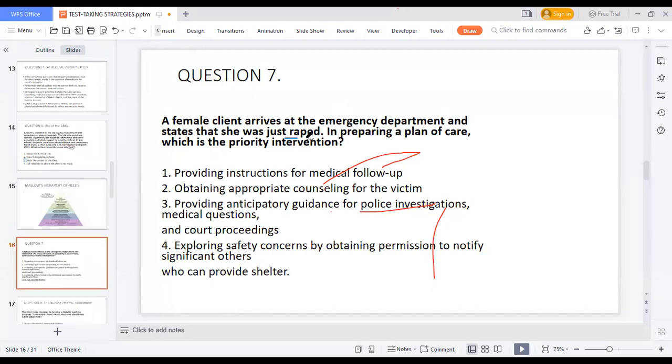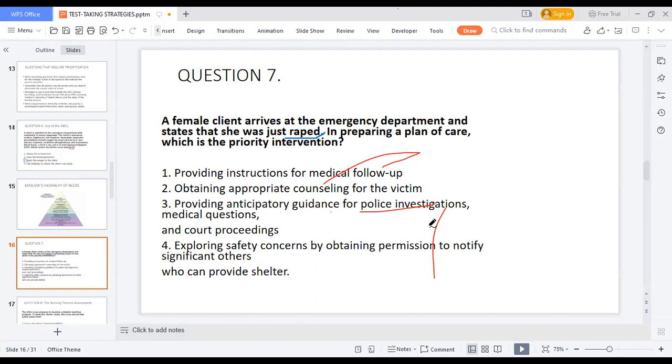This is a rape case. Try to visualize what this client is going through. Psychological, emotional, physical trauma, all combined on this client. And you have to apply a holistic approach in taking care of this client. But what is the priority? I could remove the word priority and say, what is your first intervention? What is the most important thing you're going to do?